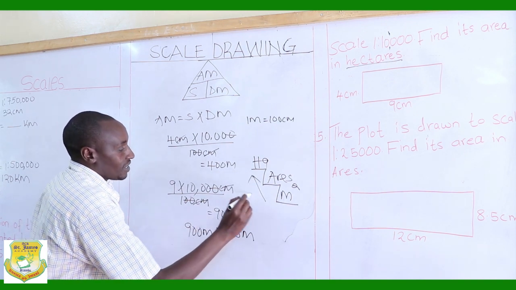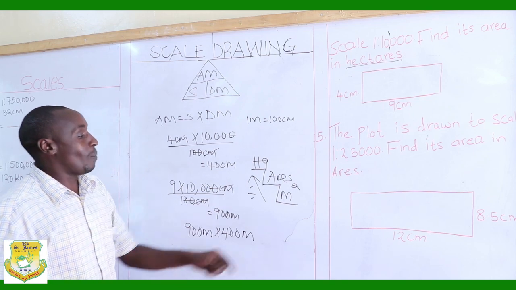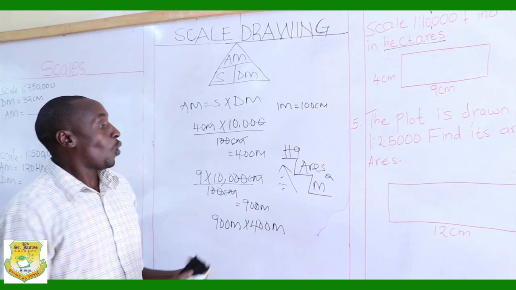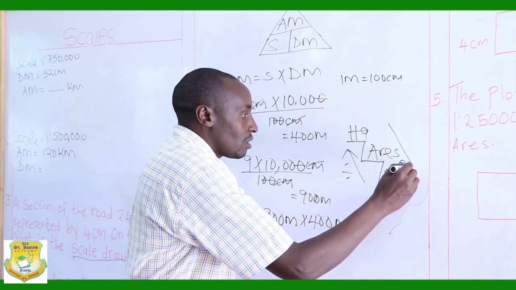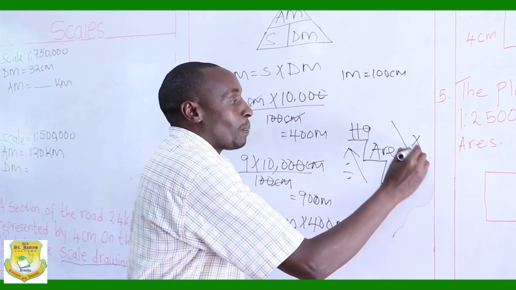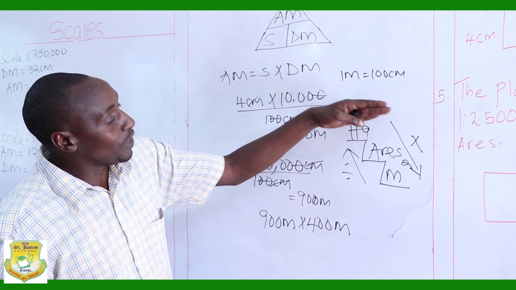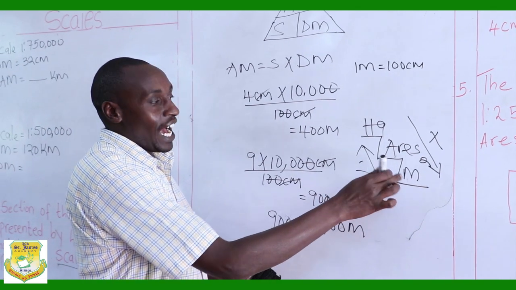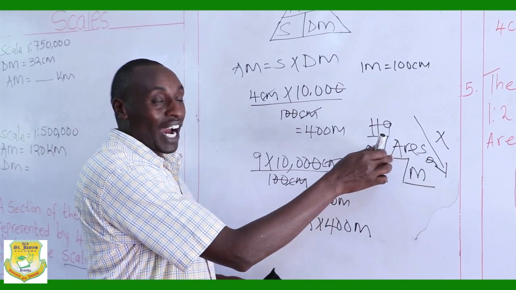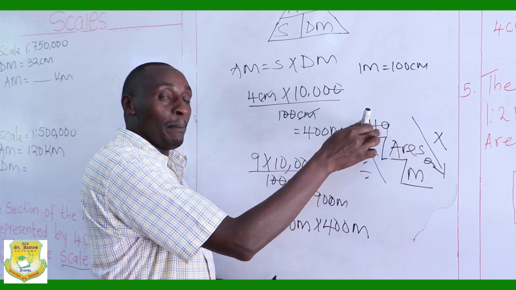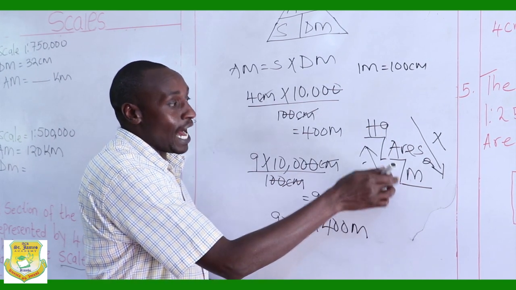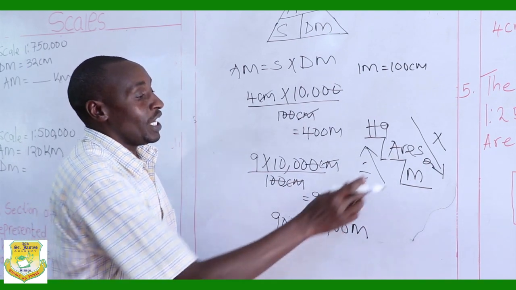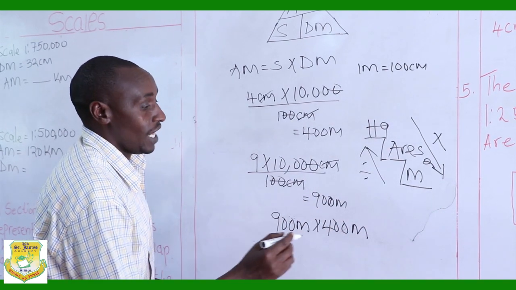We normally divide because we are converting smaller units into bigger units. When we are multiplying, we are converting bigger units into smaller units. Each interval is 100 units. 100 meters squared make 1 are, 100 ares make 1 hectare. From here up to here, there are 2 intervals. So meaning each interval is 100 units.